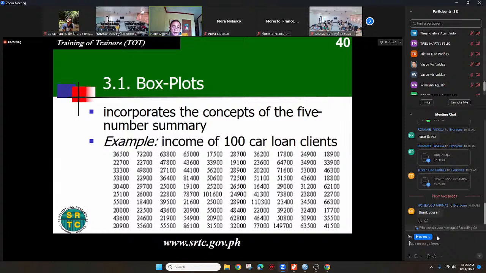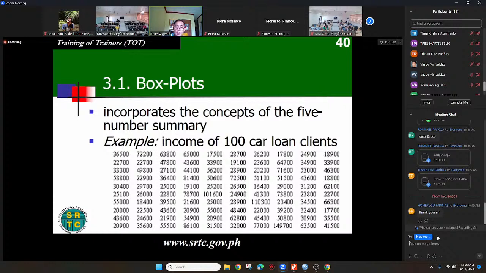And then we mentioned the box plot. The box plot incorporates the concepts of the 5-number summary. So what is this 5-number summary? That is the quartiles Q1, Q2, and Q3, and then the minimum and the maximum: the lowest value, Q1, Q2, Q3, and then the highest value.